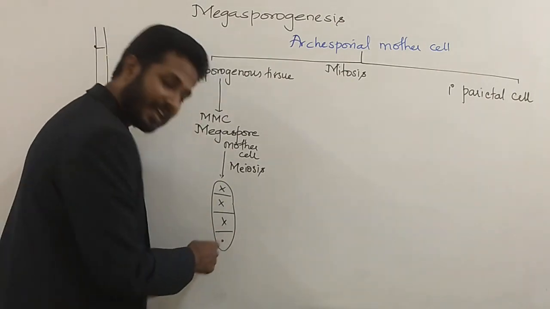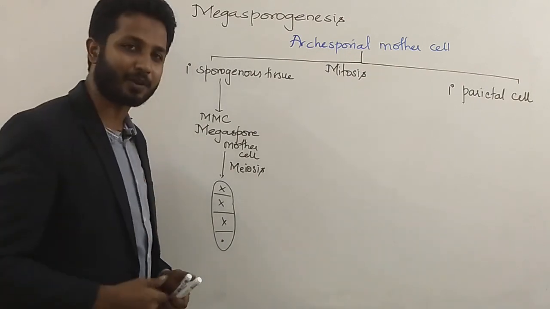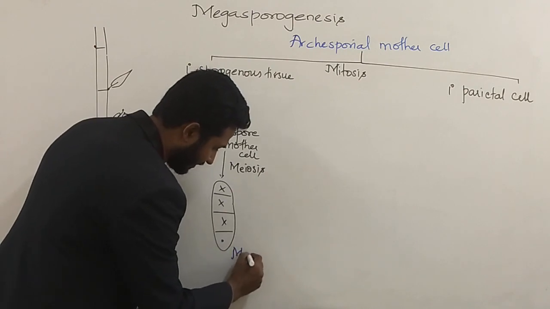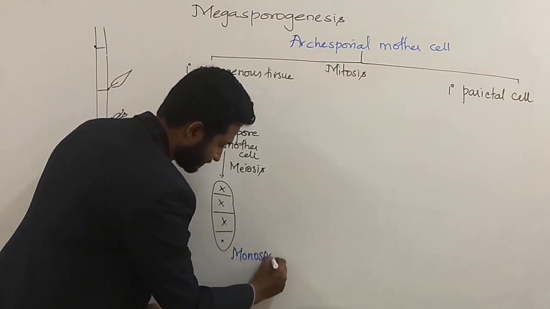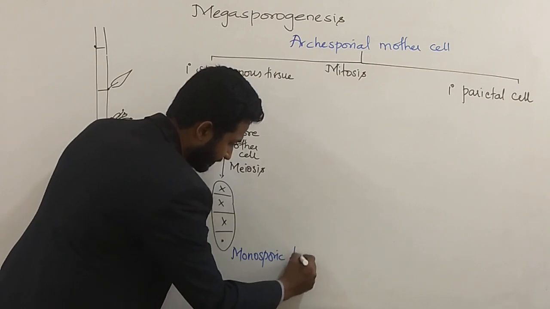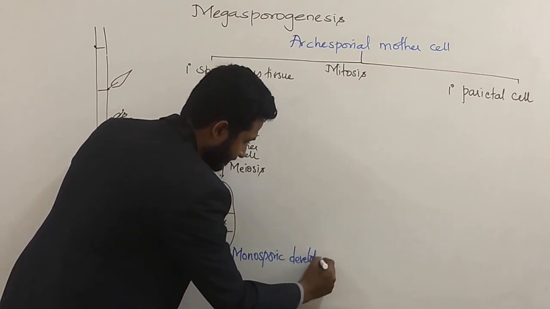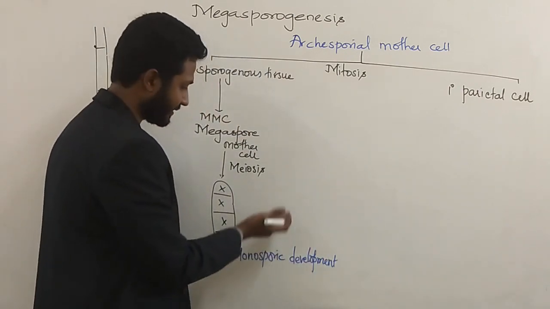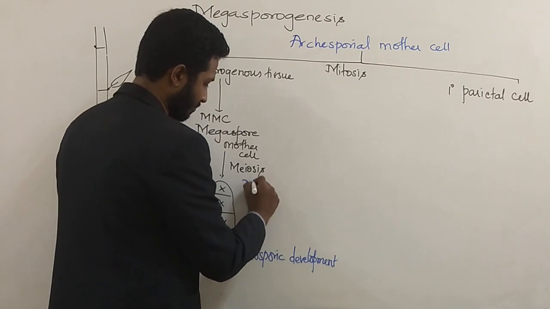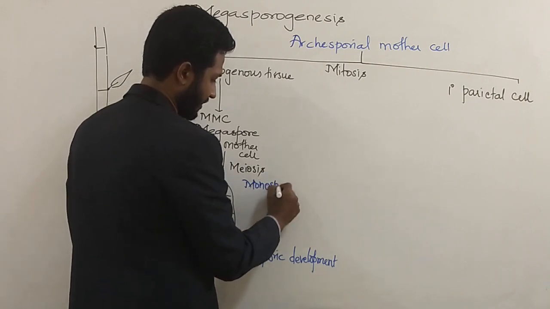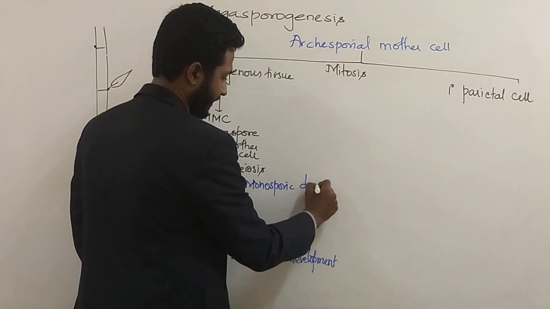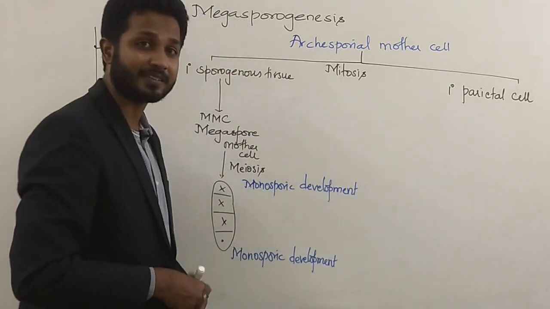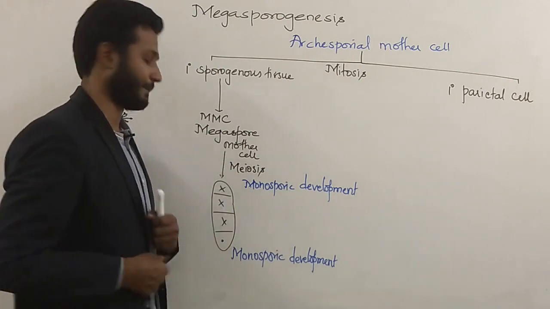Since one cell is gonna form the entire embryo sac, this type of growth is known as monosporic development. Okay, it is known as monosporic development. I'll write it a little bit here. So it is known as monosporic development. Why? Because it is developing from a single cell.